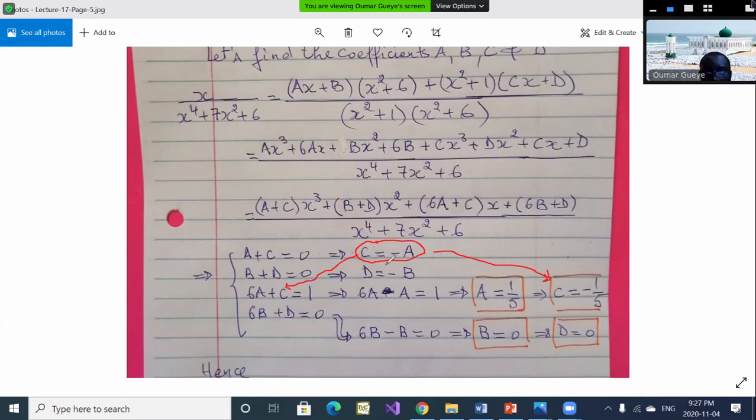Now from this equation here, we express d in terms of b, and we substitute in the fourth equation. We substitute here d by its value. And now this equation becomes 6b minus b equal to 0. It means 5b equal to 0, and this is obtained only when b equal to 0. Knowing the value of b, you substitute here b by its value in order to get d. So that's why d is going to be 0.